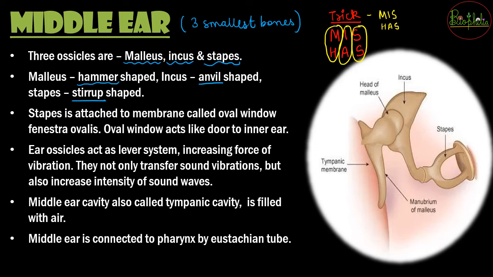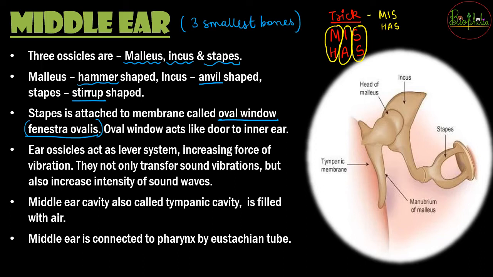So stapes का कहाँ location है? It is going to be attached to the membrane that is called the oval window, or you can also call it fenestra ovalis. So fenestra ovalis is the anatomic name, and oval window is just for the sake of the shape of it. So oval window is going to act like a door to the inner ear.